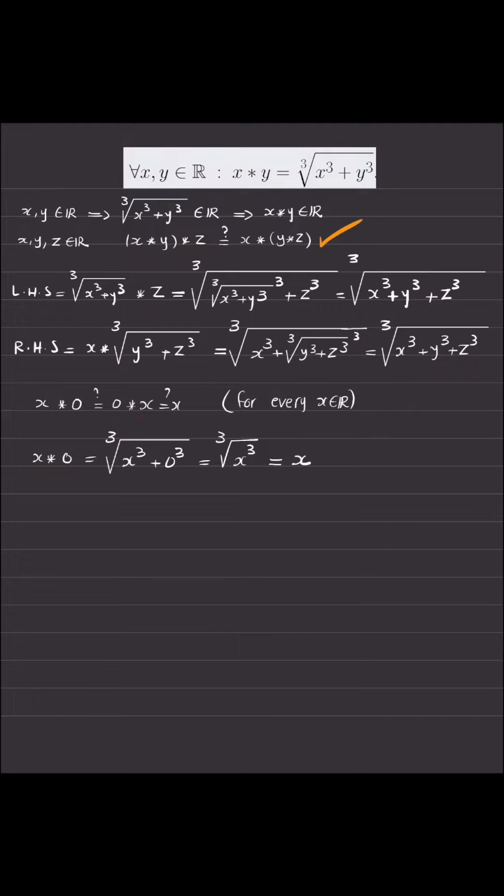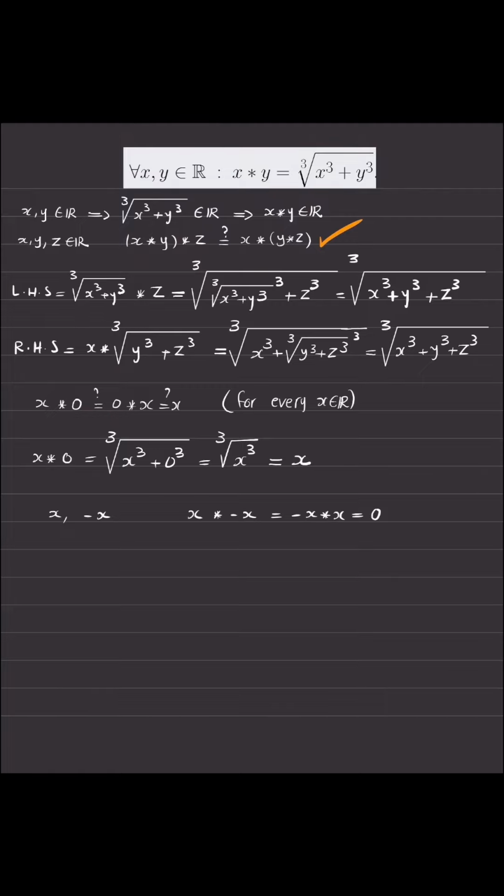The next step is to guarantee that every real number has an inverse with respect to the binary operation star. Now again, I claim that for every real number x, the inverse is minus x. How should I prove that? I have to show that x star minus x is equal to minus x star x, and it is equal to the identity element, which in the previous case I proved is 0.